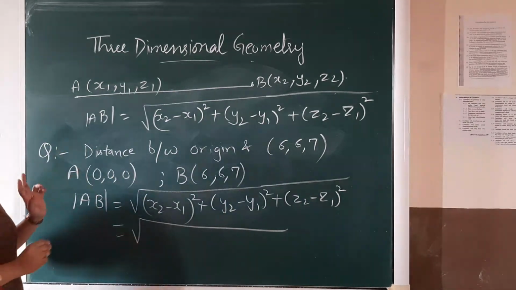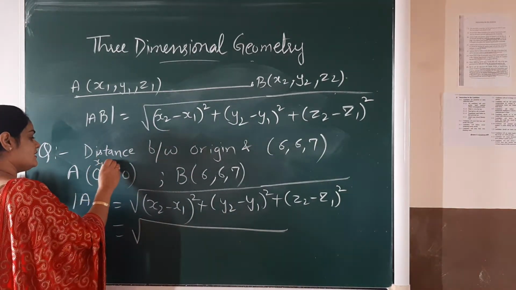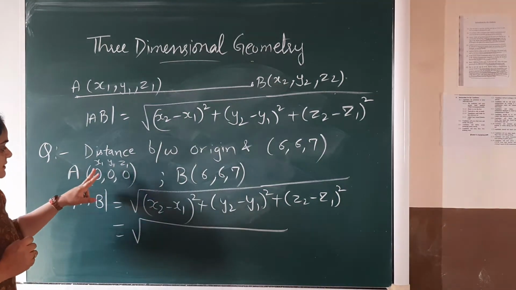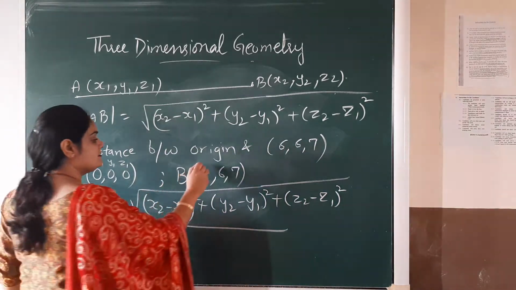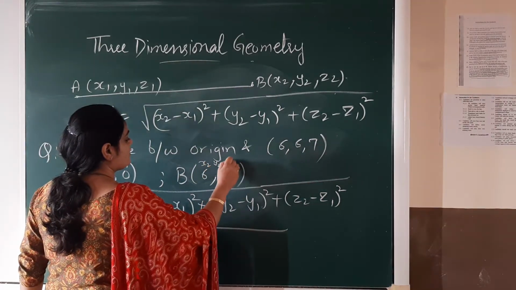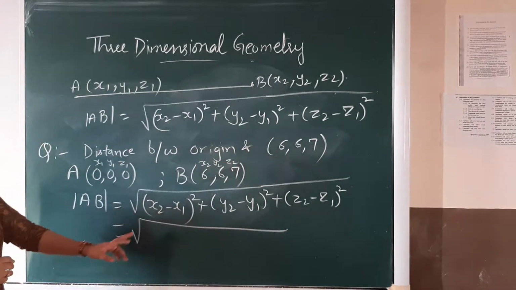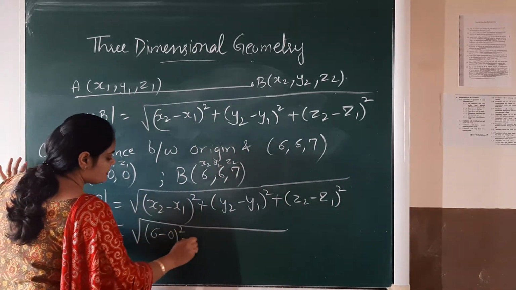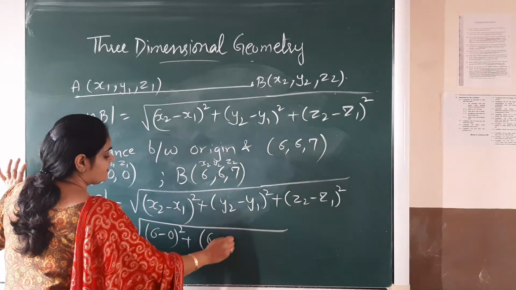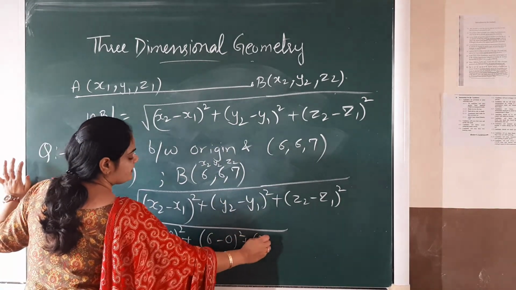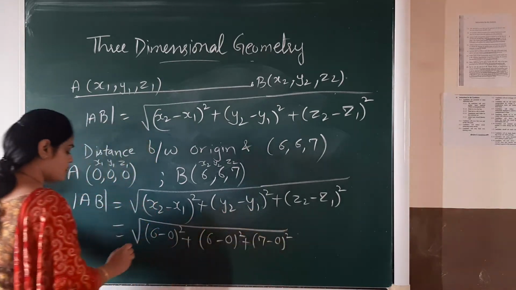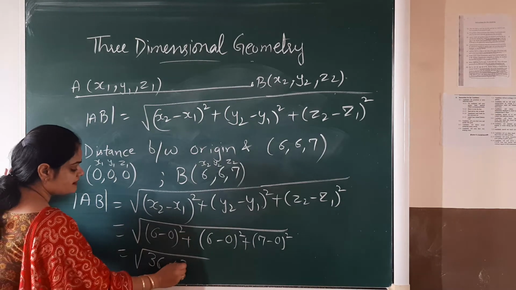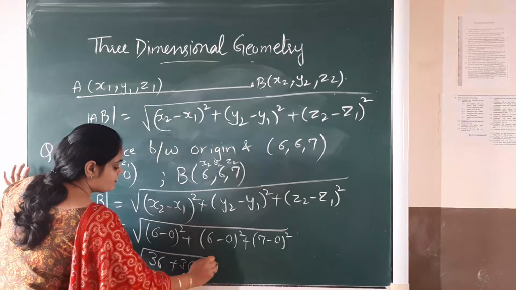We can indicate on the points that this is your x1, y1 and z1, and this is your x2, y2 and z2. So the formula is saying x2 minus x1, which is 6 minus 0 whole square, then y2 is 6, y1 is 0, and z2 is 7 minus 0 whole square. 6 minus 0 is 6, 6 square is 36, then 6 square is 36, plus 49.